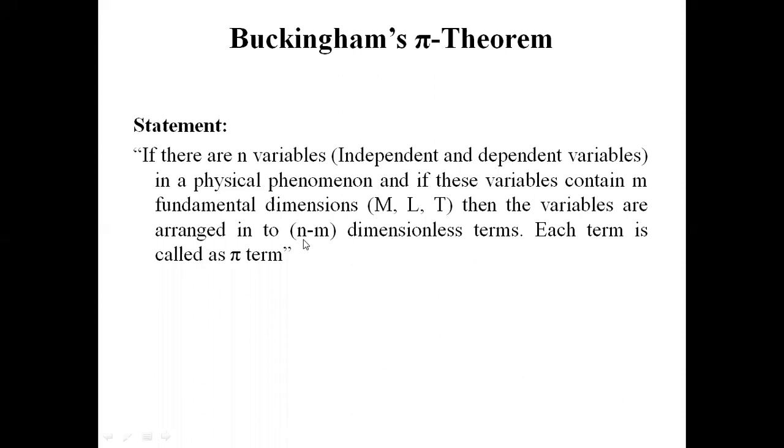Here n is the number of variables, which may be dependent or independent variables. M is the number of fundamental dimensions. So how many fundamental dimensions are there? Three. One is m, second is l, and third is t. So there are three fundamental dimensions. So we have to arrange dimensionless terms equal to n minus m, and each dimensionless term is called a pi term.